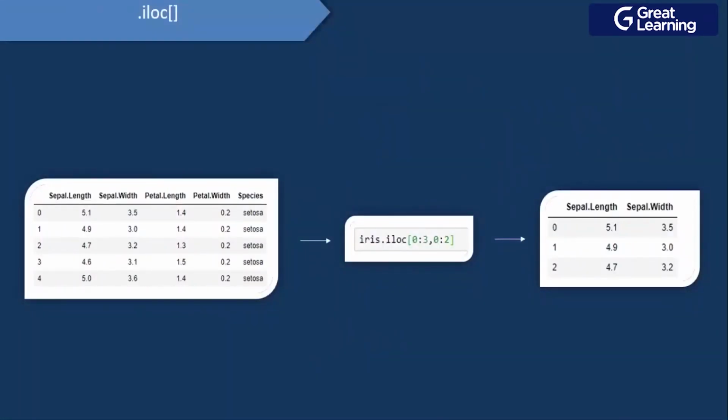So now that we know this, let's see how we can extract individual records or individual columns from a data frame. For that purpose, we can use the .iloc and .loc methods. Let's start off with the .iloc method. With the help of it, we can extract rows and columns on the basis of index. Here iloc basically stands for index location.